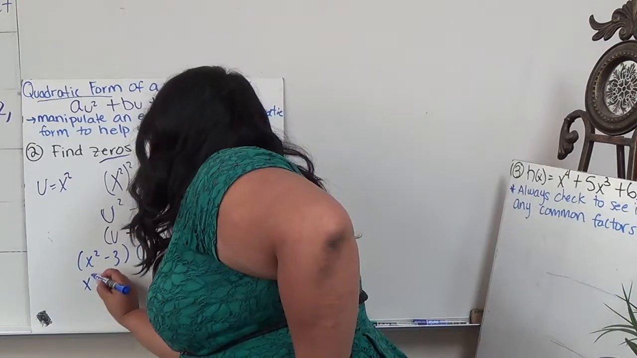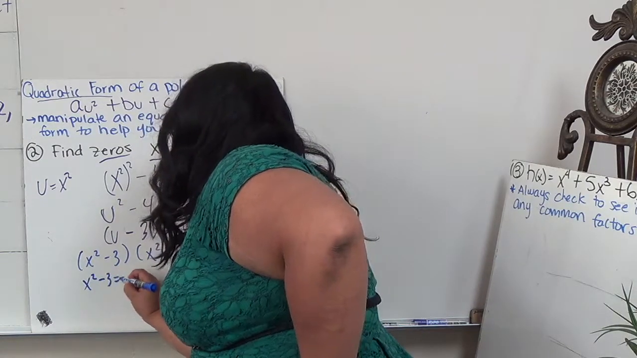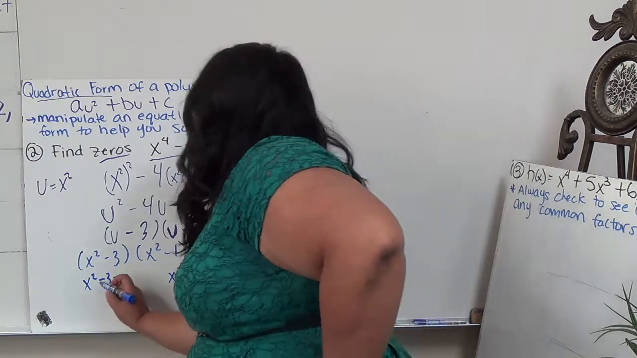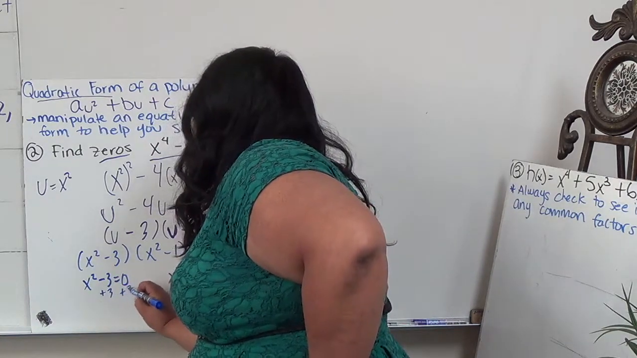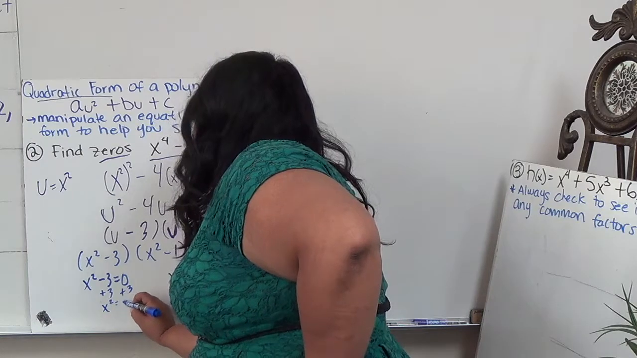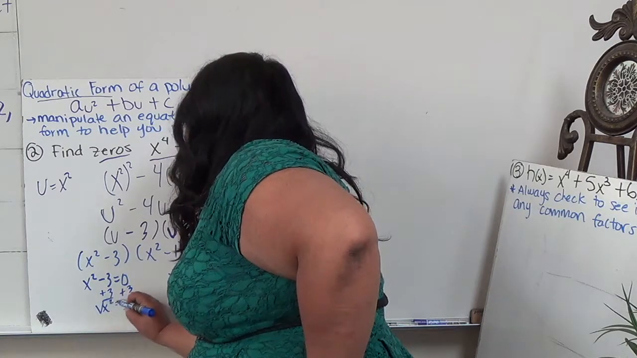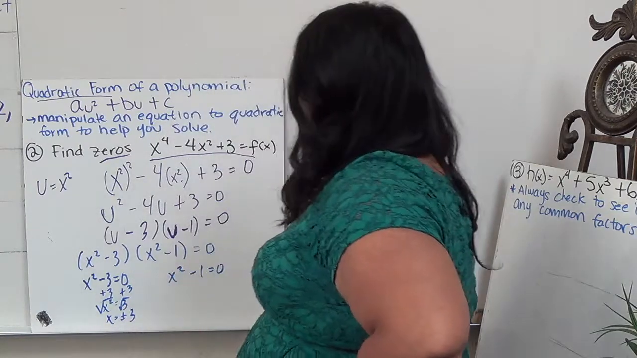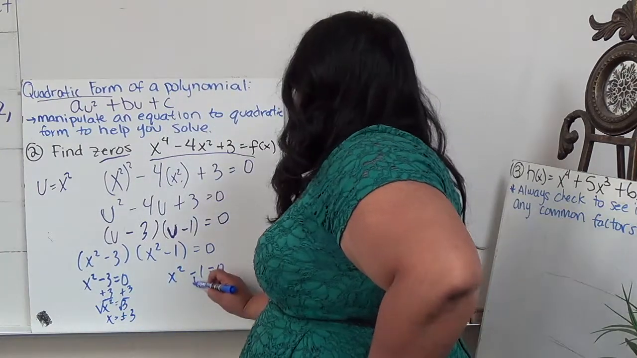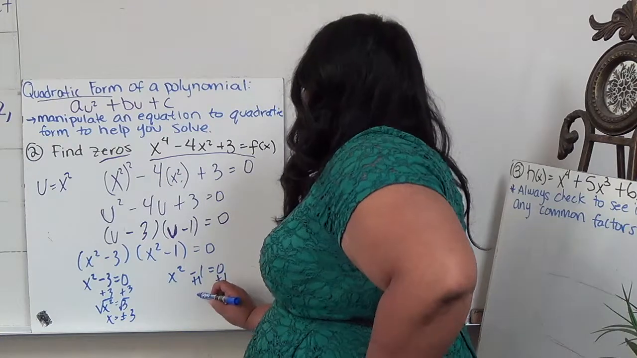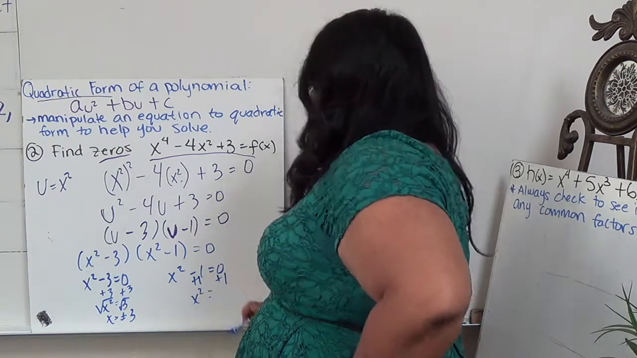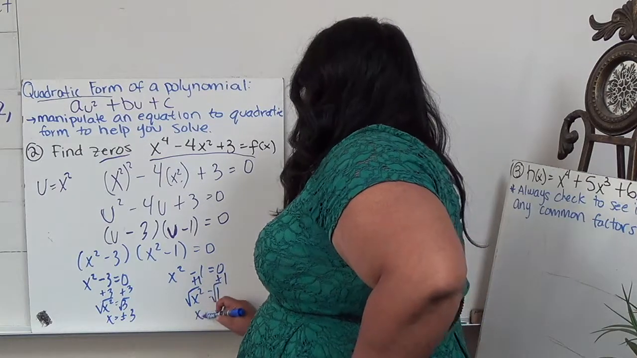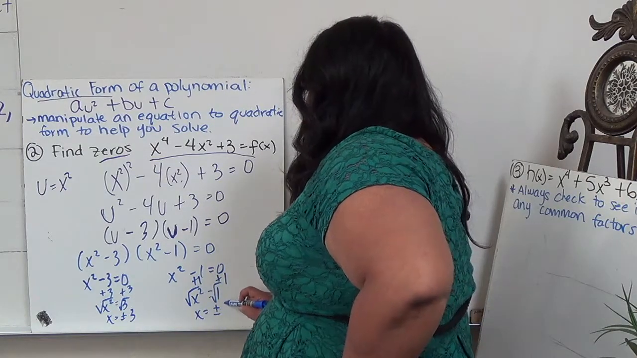So I know that x squared minus 3 equals 0, and x squared minus 1 equals 0. Then I'm going to add 3 to both sides. I end up with x squared equals 3, and then square root, so x equals plus or minus the square root of 3. The next one, plus 1 on both sides: x squared equals 1. Square root both sides, and I end up with x equals plus or minus 1.